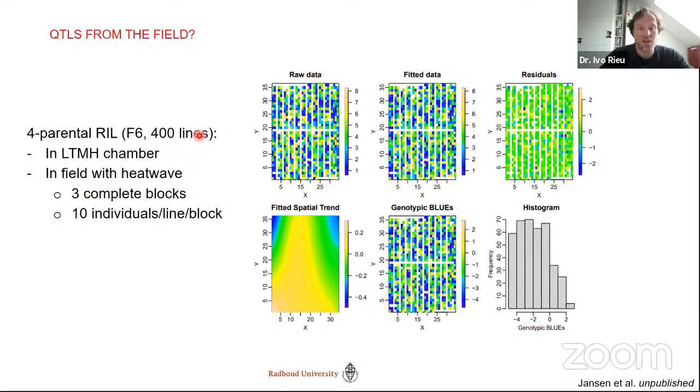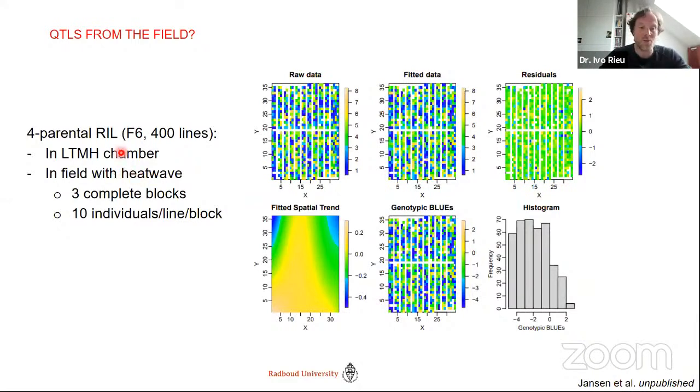We have 400 lines, and we phenotyped it in our chamber in long-term mild heat, but at the same time, we phenotyped this population in the field. So it works only once at this. We put the plants in Italy and Spain, and there's variation, as I said before. In Italy, we did not encounter a heat wave last year, but in Spain we had a very nice heat wave over our plants.